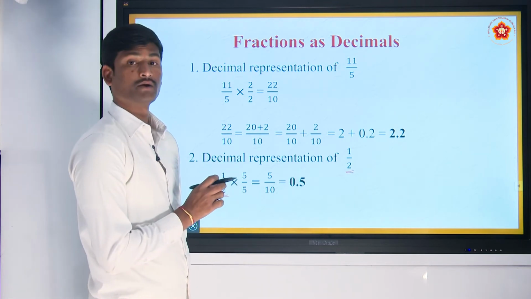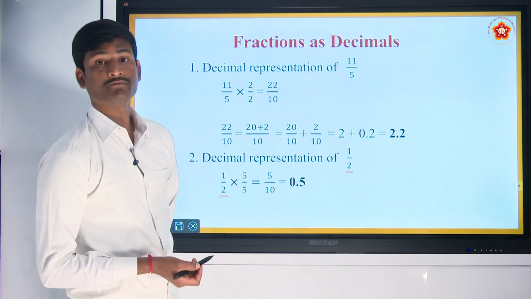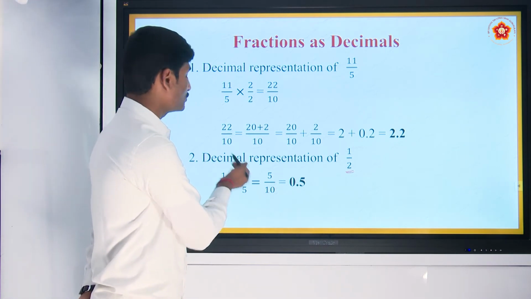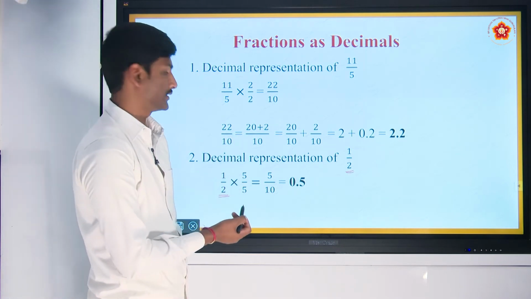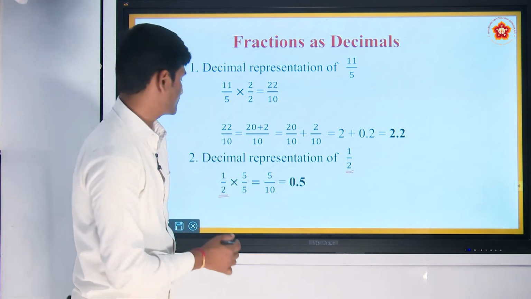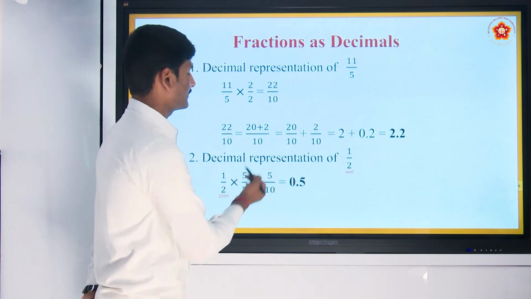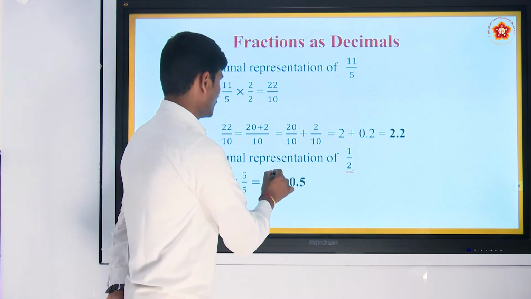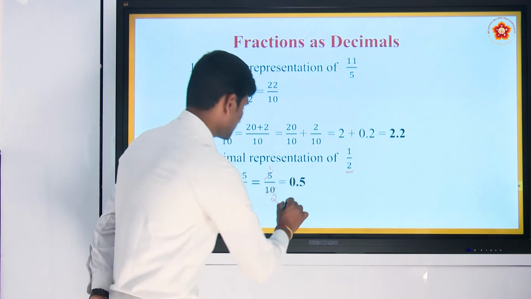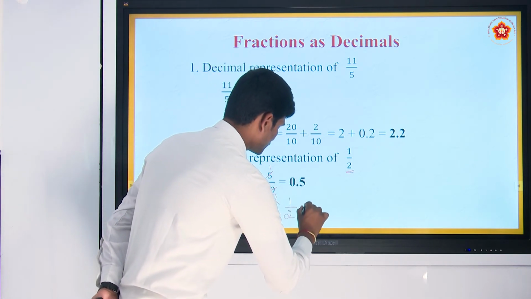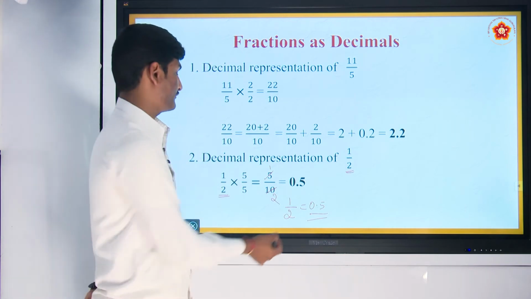What number are we multiplying? 5. We multiply by 5, not only the denominator: both numerator and denominator, we multiply both sides. 1 into 5, how much? 5. 2 into 5, 10. 5 by 10, 1 by 2 means half. Half is equal to 0.5. 1 by 2 means a half, 0.5.